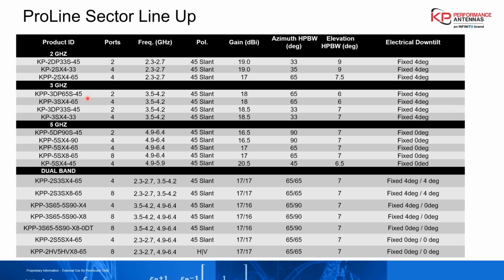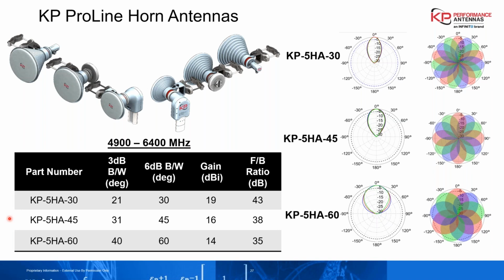So we can see we have everything from 33 degrees, 65, 90 degrees, dual band, 4-port, 8-port, slant polarization. Now we released the H and V polarization 8-port, which is the one here on the bottom. And so these are great for getting lots of radios, lots of clients on one antenna to reduce your rental cost.